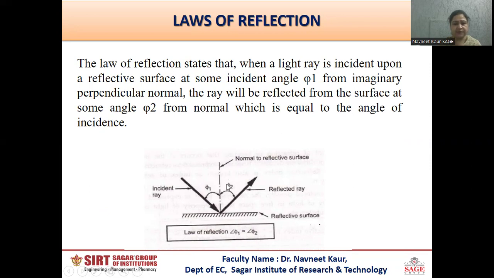The angle between the normal to the reflective surface and the reflected ray is phi2, which is known as the angle of reflection. According to the laws of reflection, the angle of incidence phi1 should be equal to the angle of reflection phi2. And the second thing is that the incident ray, the normal to the reflective surface, and the reflected ray should lie in the same plane.